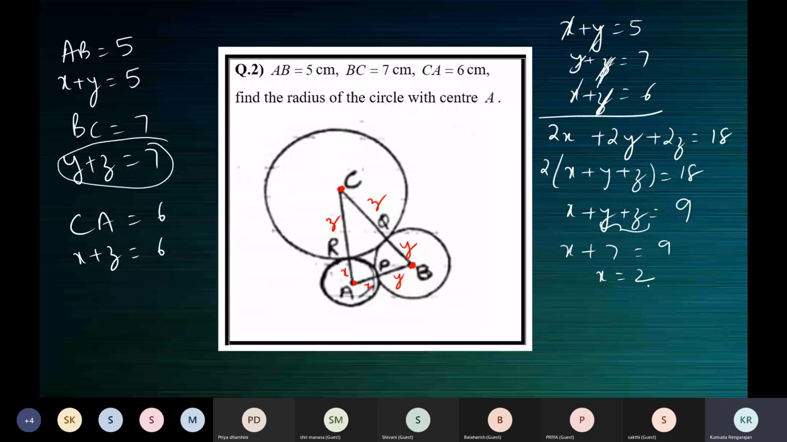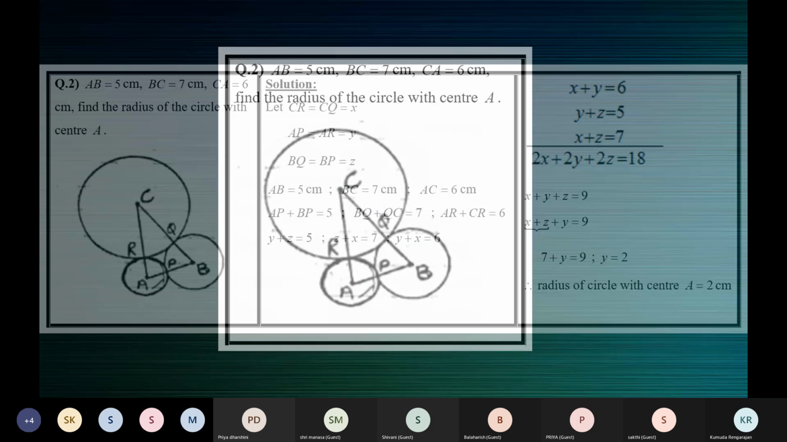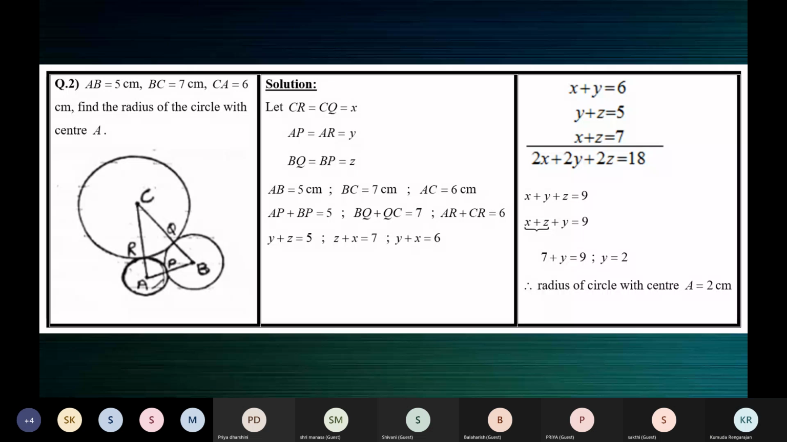It's over. The answer ends here. But supposing we had to find the radius of the other circles also. So now X is 2. If X is 2, what do you get from using this one? 2 plus Y is equal to 5, correct? So you will get Y is equal to 3. And here, 2 plus Z is equal to 6. So Z is equal to 4. Like this, you can find the values of x, y, and z, or the radii of the three circles. There are no tangents here. Yes, children, please write down.